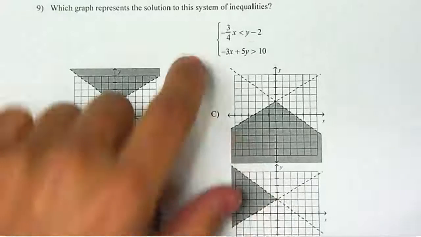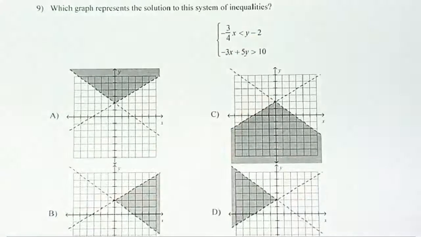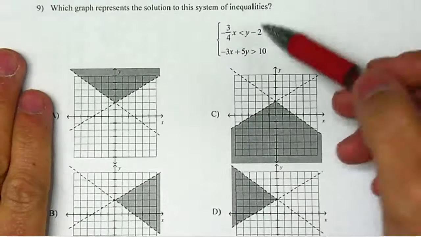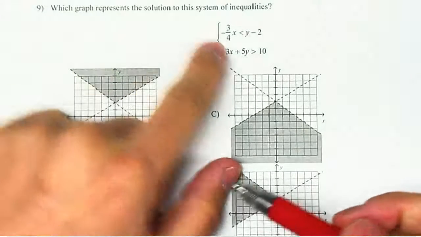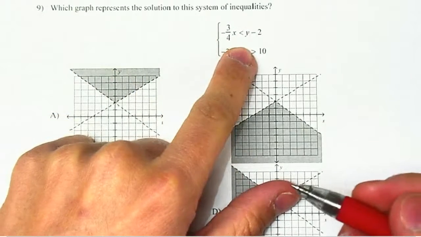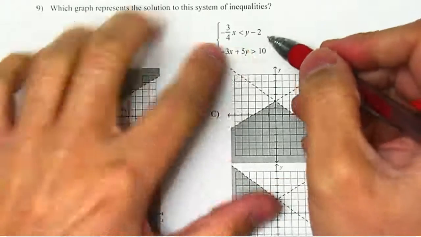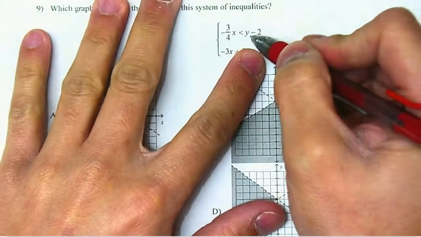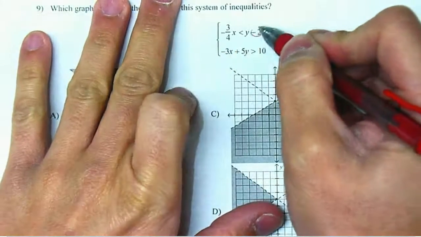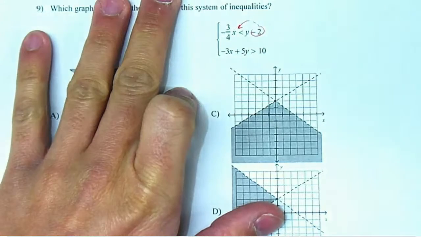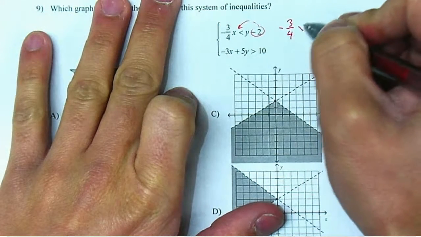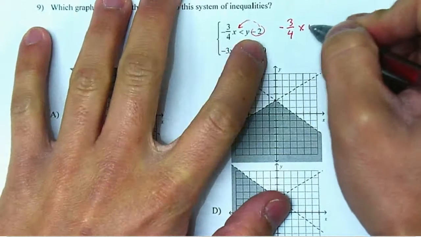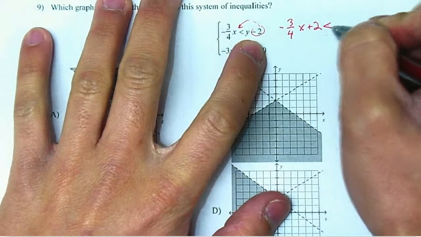Number 9, we want to graph the system of inequalities. So the way we do this is we just do them one at a time and then see where they overlap. So for example here, first we need it in slope-intercept form. So it'd be best if we can do that. And one way I could do this is get the y by itself by moving the 2 over to this side. And so I'll have negative 3/4 x plus 2 is less than y.